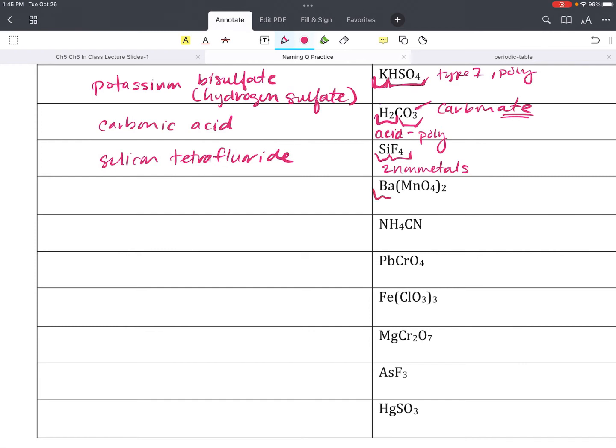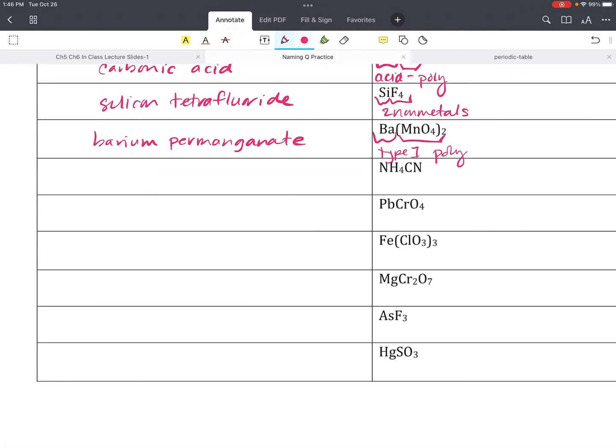Okay, next up we have, again, a metal, but this time it's type 1, and poly, and so we just name it. Barium permanganate. And if we say all of it, we will spell it correctly. Here we're like, so many, but once you've memorized ammonium, you'll always recognize it. And then you'd recognize that the rest of that must also be a polyatomic ion. And then again, we treat ammonium as if it is a type 1, and so we would just name this as it is, ammonium cyanide.